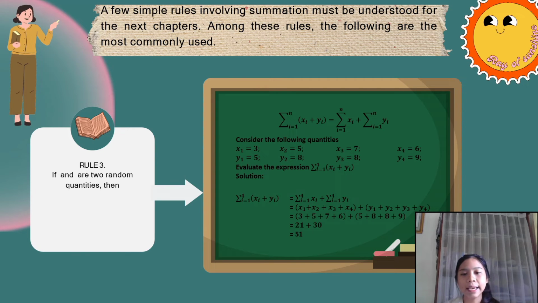Okay, in this case, we use the formula: the sum of all x for a equal to 1 to 4 plus the sum of all y for a equal to 1 to 4, and then you substitute x1, x2 until y4. Okay, and then the result is 21 plus 30, which is 51.